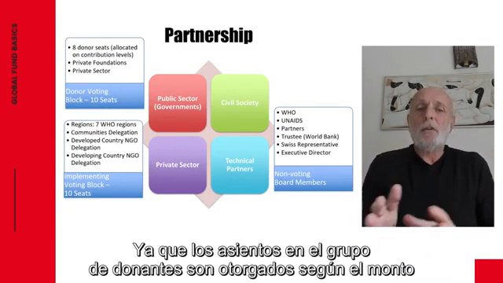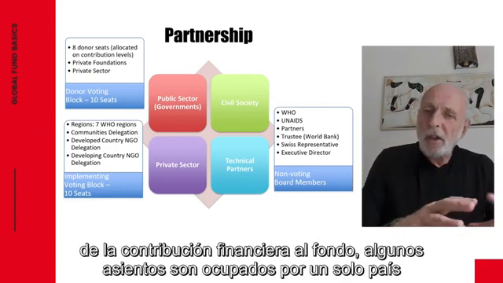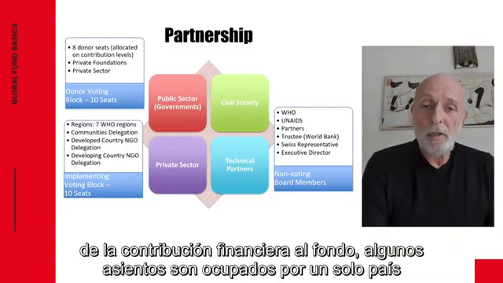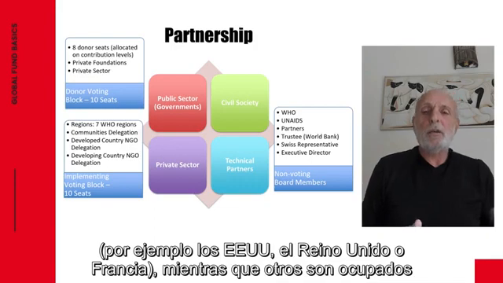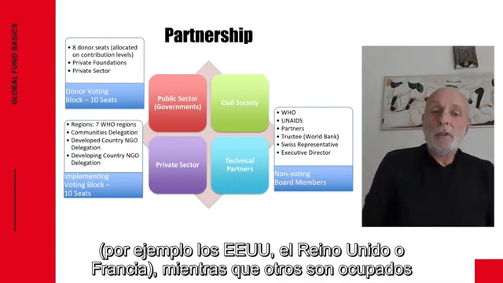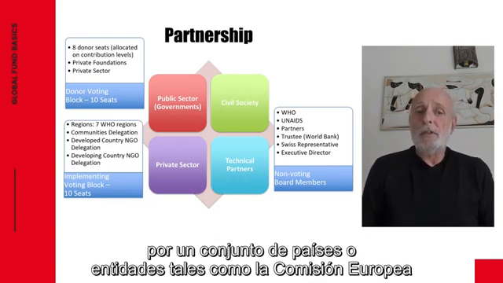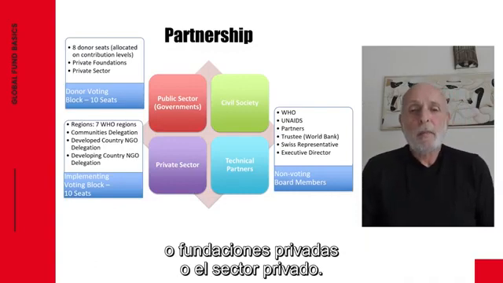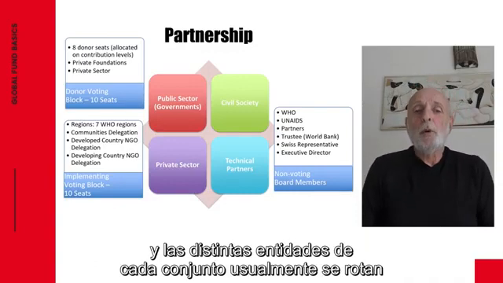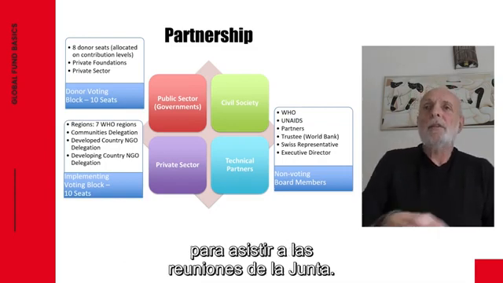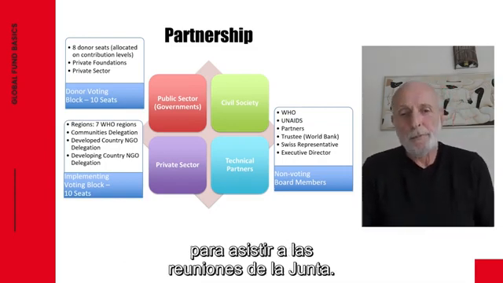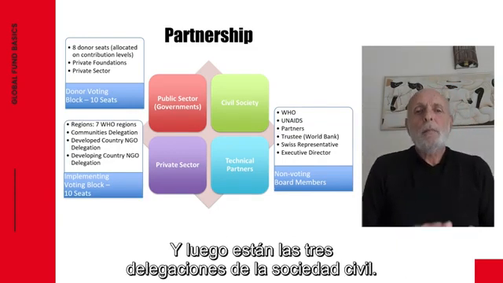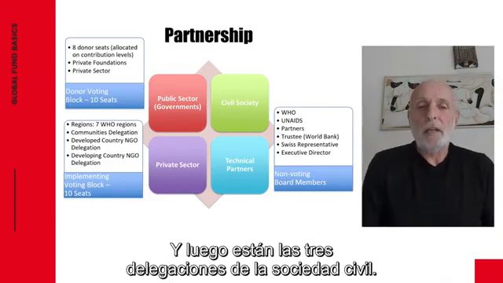Because seats are allocated on the donor side based on the size of contribution to the fund, some seats are occupied by a single country, such as the US or the UK or France, while others are occupied by multiple countries or entities, such as the European Commission or private foundations or private sector. And they have a single seat, and the board member usually rotates between the different entities within that particular partnership. The implementer side is regionally allocated, plus the 3 civil society delegations.